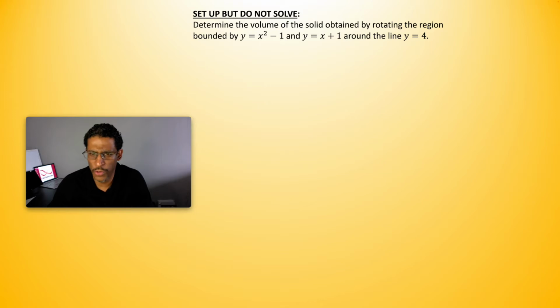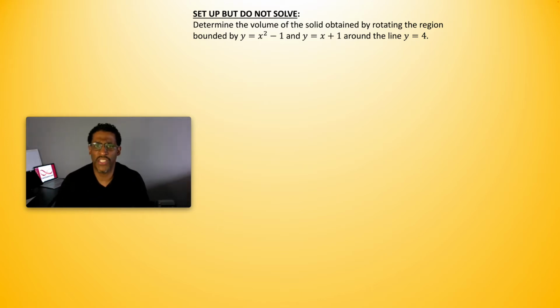This is a Calc 2 subject where we take a region in the XY plane and revolve it around some horizontal or vertical line, generating a 3D volume. In particular, this question is looking for us to take the region between the parabola, y equals x squared minus 1, and the line, y equals x plus 1. That region between those two curves gets revolved around the line y equals 4.